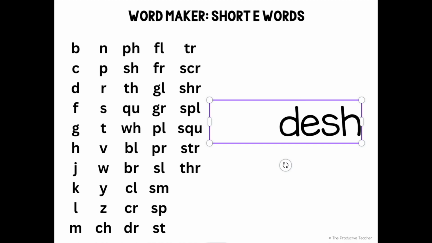Desh. Desh is not a word. Fesh. Fesh is not a word. Jesh. Jesh is not a word. Remember, the letter G makes the J sound before the letter E. Hesh. Hesh is not a word. Jesh. Jesh is not a word. Kesh. Kesh is not a word. Lesh. Lesh is not a word.